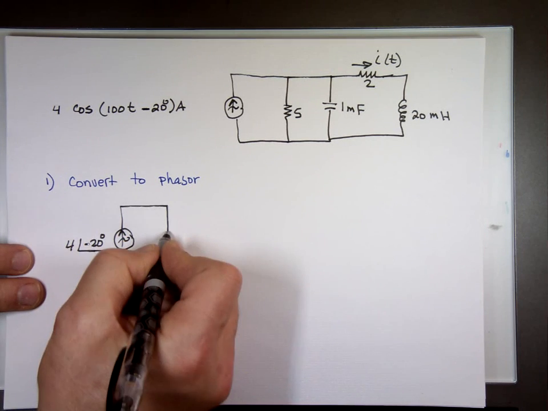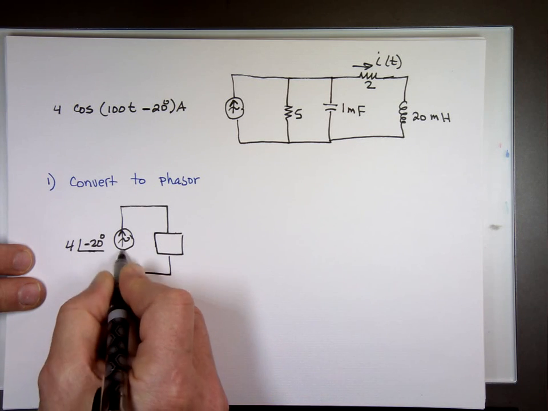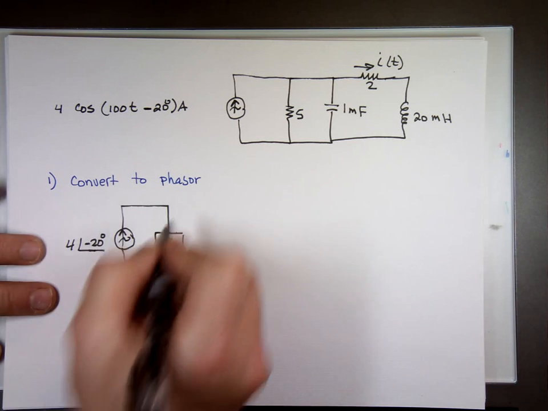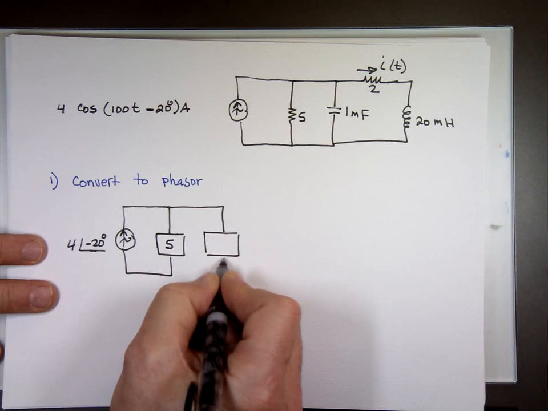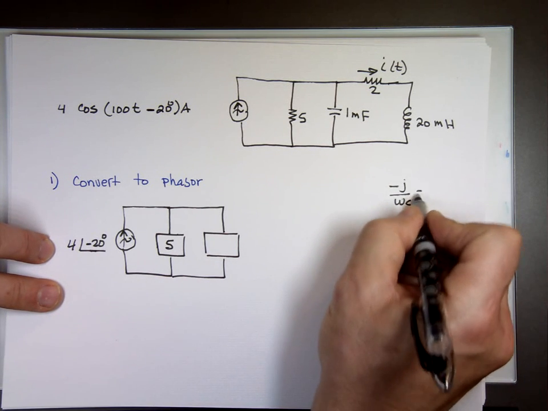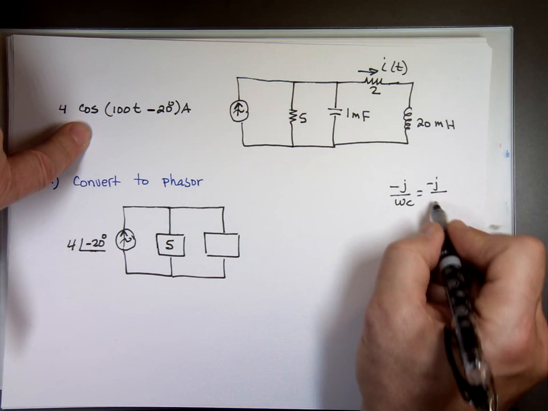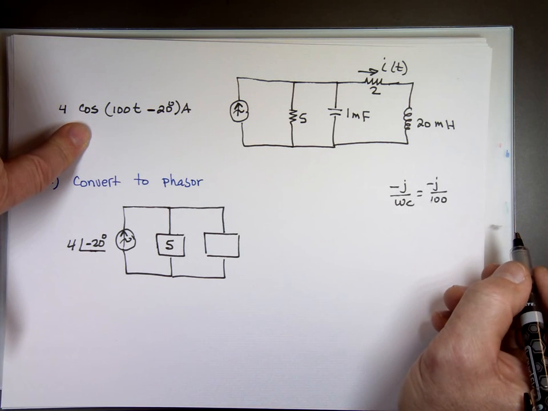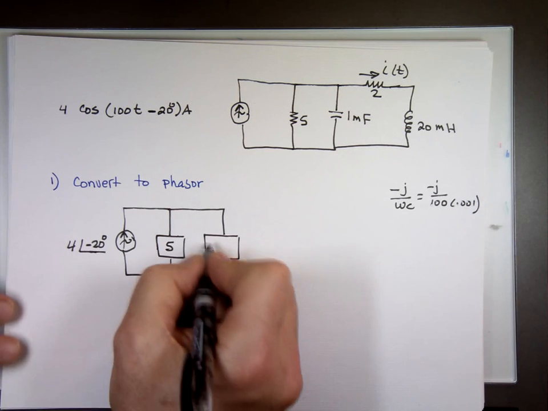The resistor, notice I treat them with boxes because I don't want you to worry about whether it's a capacitor or inductor. The resistor doesn't change, the value of 5. The capacitor, negative J over omega C. Let's see what that number is. Omega is 100, and C is 1 milli, 0.001. So that's a negative 10 J.